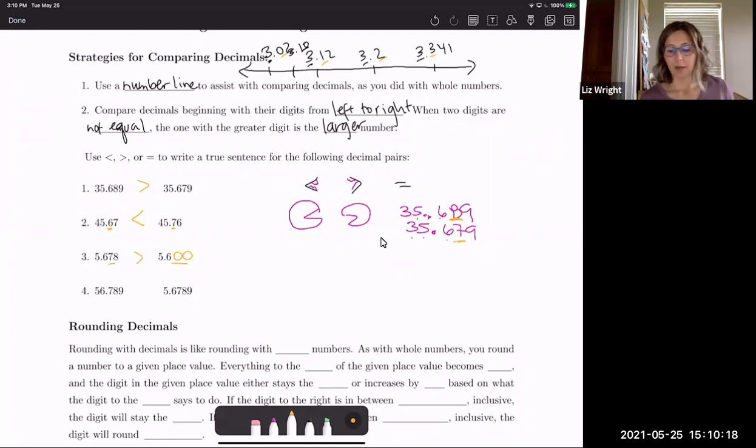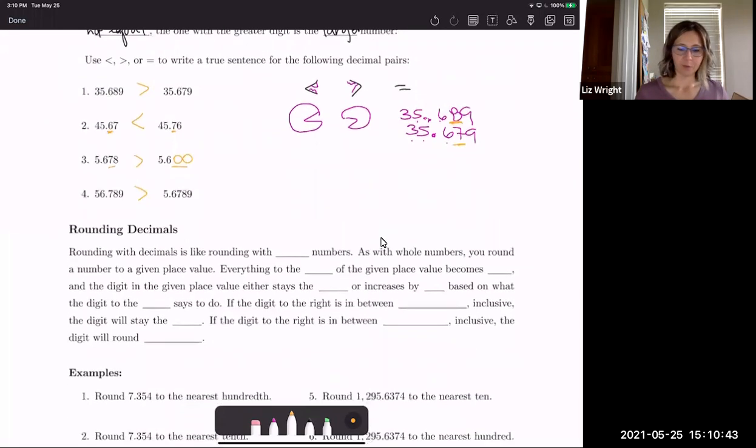Then the next one, the digits are exactly the same. It's 56789, 56789. But guess what? The decimals are not in the same spot. So it's 56.789 versus 5.6789. And so the 5 point something is obviously much smaller than the 56 point something.